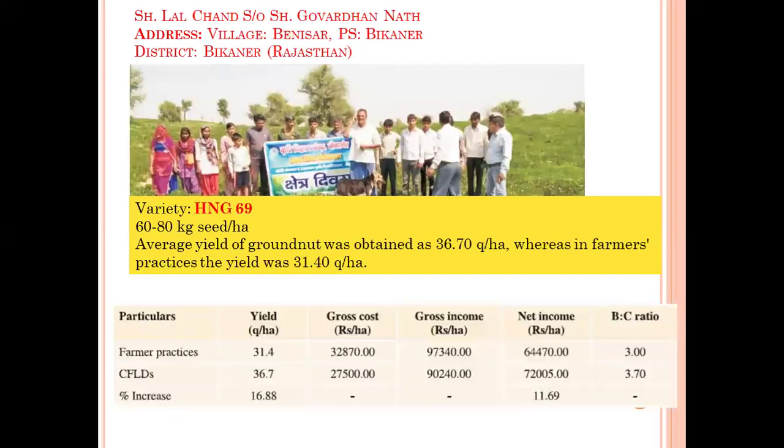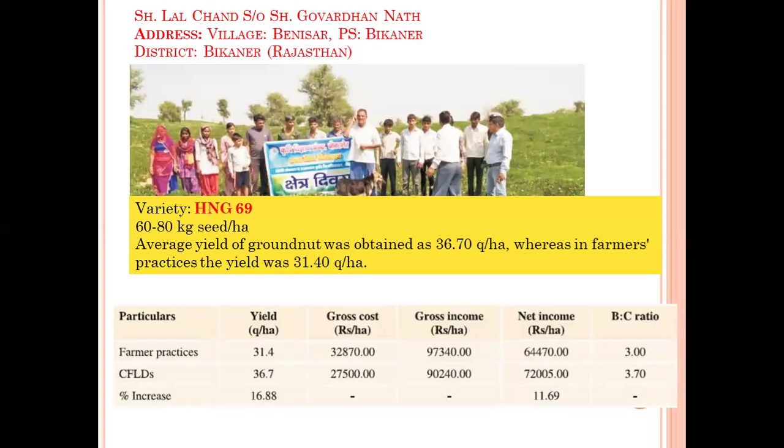Next is another success story that I have got, that is again about the state of Rajasthan. That farmer is growing the groundnut variety, that is HNG69, and the average yield he is getting after growing this variety is 36.70 quintal per hectare. Compared to the previous yield, that is 31.40 quintal per hectare.